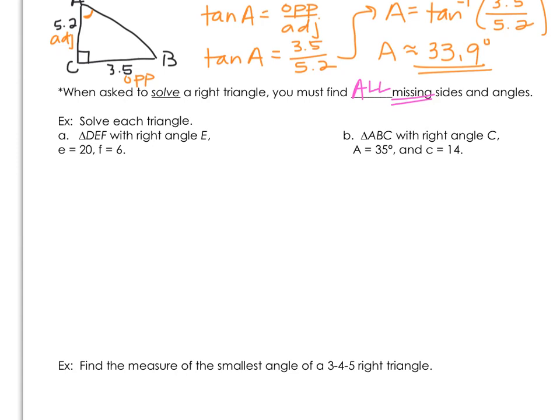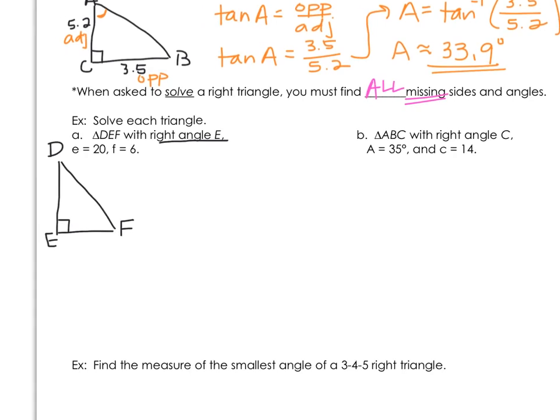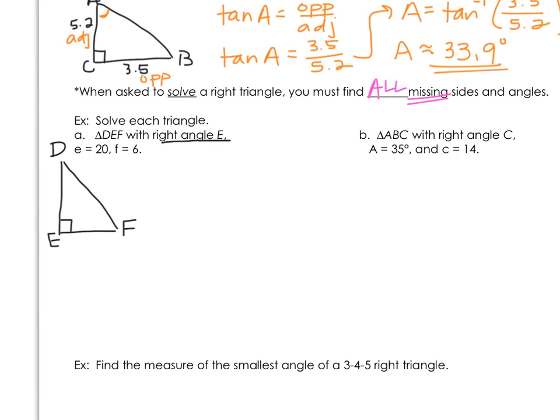Triangle DEF with right angle E. First thing you want to do is draw your right triangle and always identify where your right angle is, and that's capital E. D and F, you can write them in either order. I'm just going to put them like so. Triangle DEF. Now, little e is directly across capital E, and that's 20. Little f is across angle F or capital F, and that's going to be on that left-hand side. That's 6. So notice we have two sides in this right triangle and the right angle.